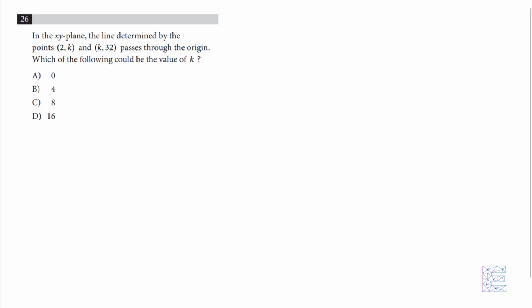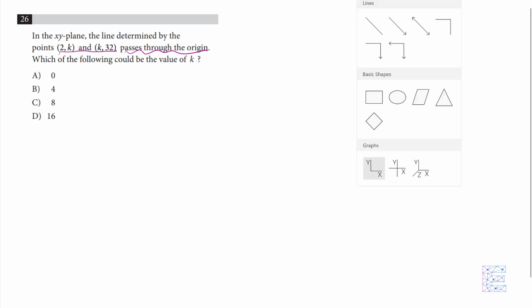And we could do that by just reading again, because sometimes you have to read the question more than once. Let's go for it. In the xy plane, the line determined by these 2 points, (2, k) and (k, 32), passes through the origin. Which of the following could be the value of k? So maybe we should try to sketch this. Let's give it a shot here.